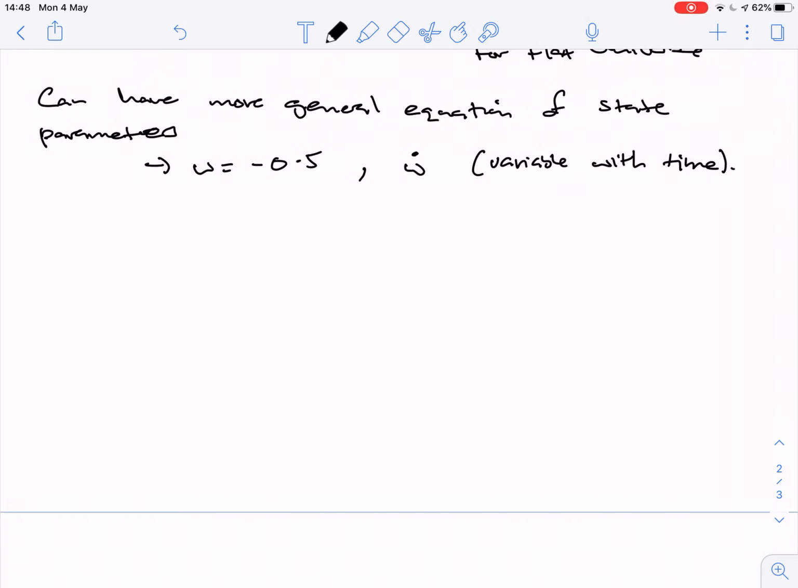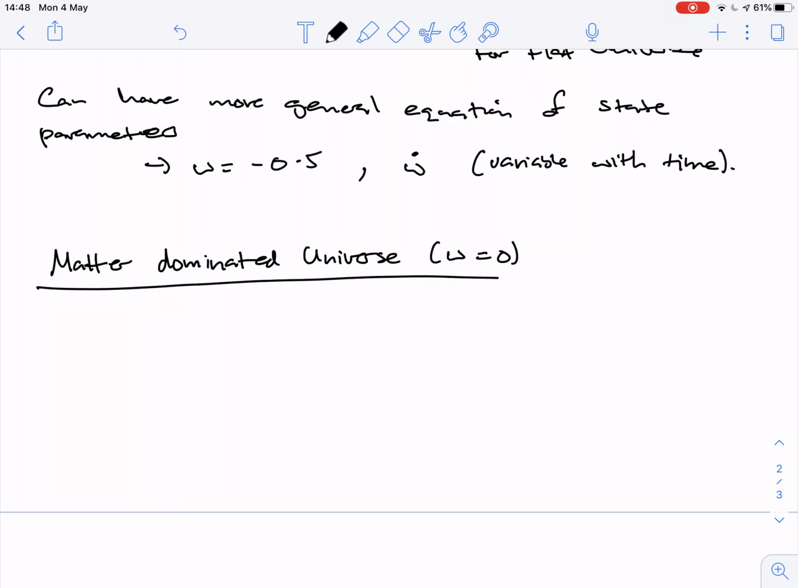What we're now ready to do is actually go through the process of solving these equations. So let's start with a matter-dominated universe with w equals 0. And I'm going to do matter, radiation, cosmological constant, and curvature. And each of those basically follows the same set of steps.